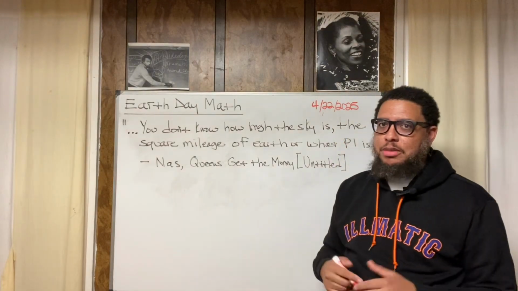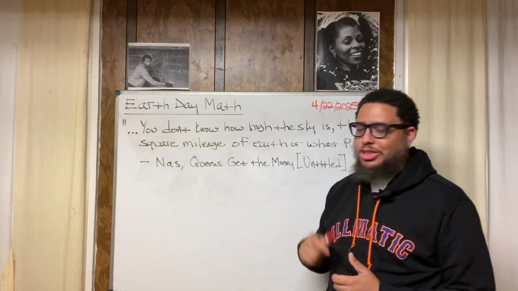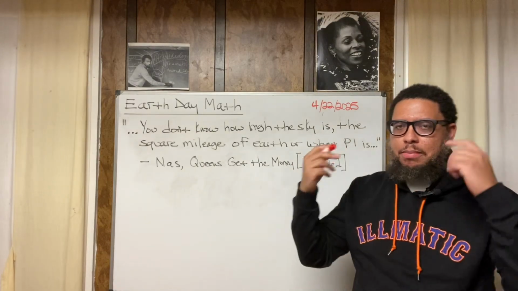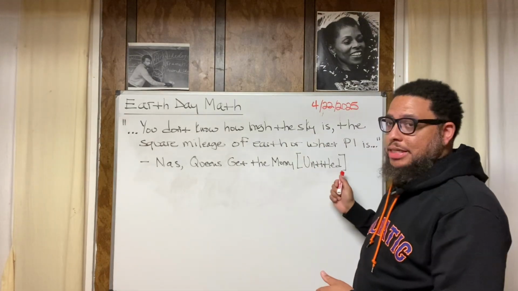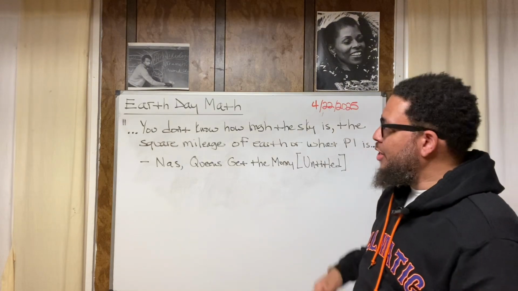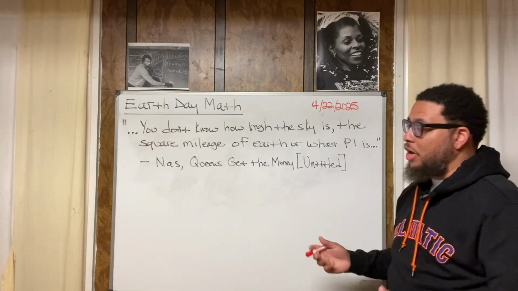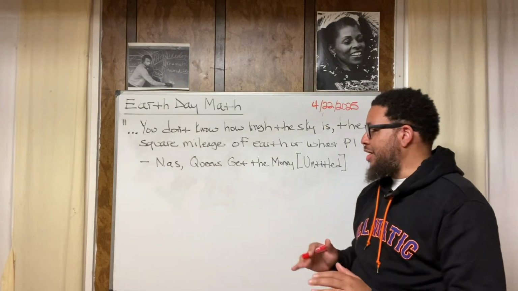Now, today's math problem is brought to you by Earth Day. All right. Earth Day. This is Earth Day math. Right. And I was thinking about this old Nas line: "You don't from Queens get the money off the Untitled album, also known as the N-word album, right? You don't know how high the sky is, the square mileage of Earth, or what pi is, right?" That was a line, right?